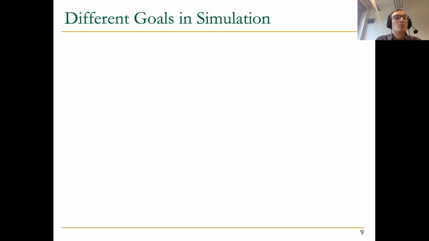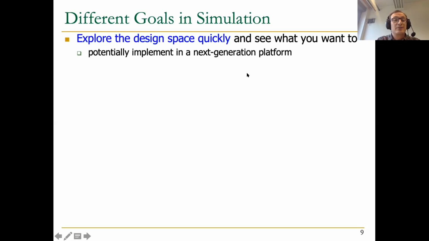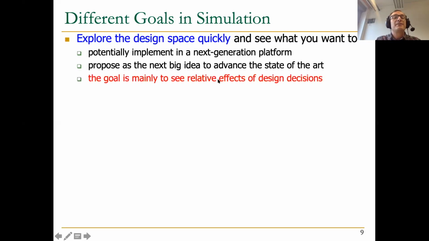Okay, before we go into more abstract, let's talk about different goals of simulation, because this also determines what kind of simulation you do. So if your goal is to explore the design space quickly and see what you want to potentially implement in the next generation platform, or propose as the next big idea to advance the state of the art, as we often do in research, for example, the goal is mainly to see the relative effects of design decisions. If you're inaccurate by, let's say, 3%, maybe it's not a big deal, right? Unless that 3% is what makes the difference between one idea and the other idea, right? Of course, you always have the threshold of error and the actual error, and you need to decide which idea is better.